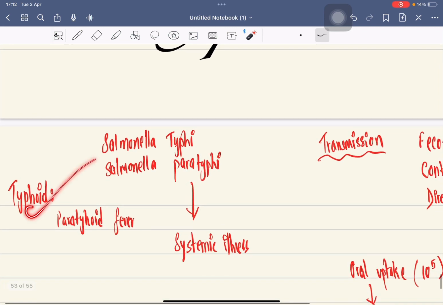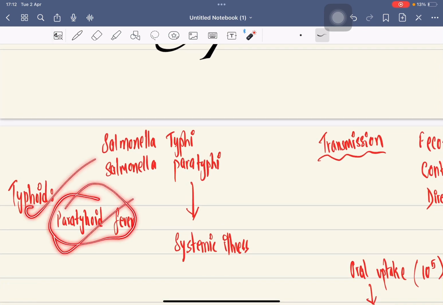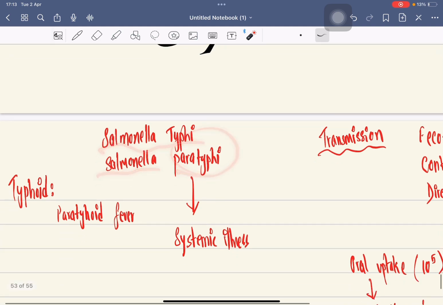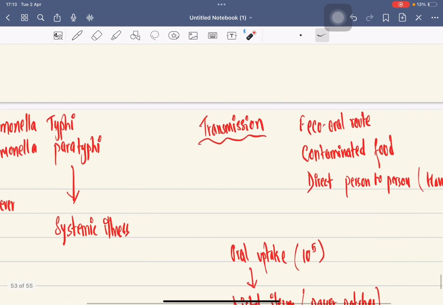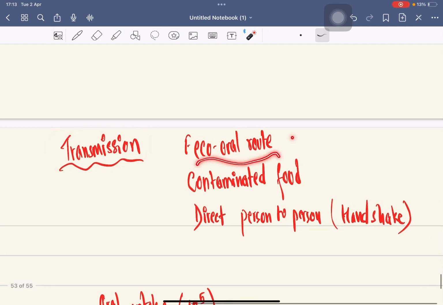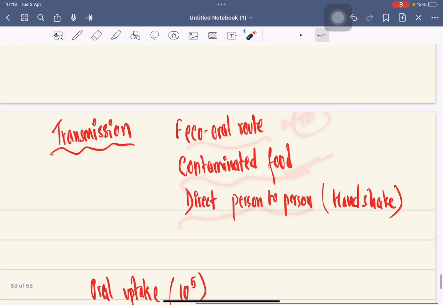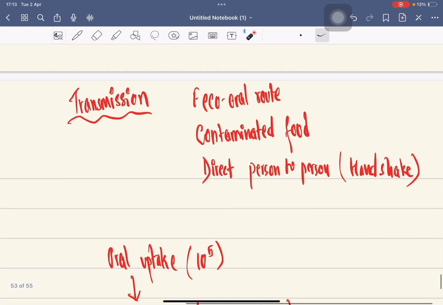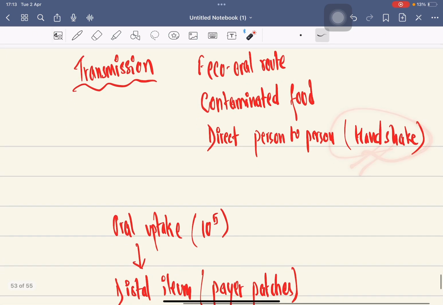Typhoid and paratyphoid fever is caused by Salmonella typhi or Salmonella paratyphi. This results in a systemic illness. Its mode of transmission is the fecal-oral route. The most common sources are contaminated food and direct person to person contact. Even a handshake can transmit typhoid, so stay away from the typhoid patient.